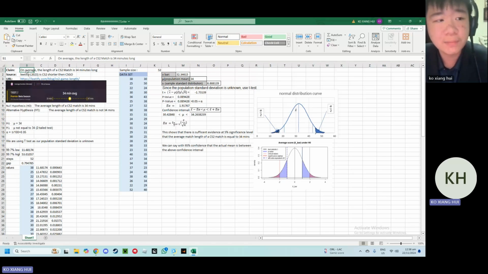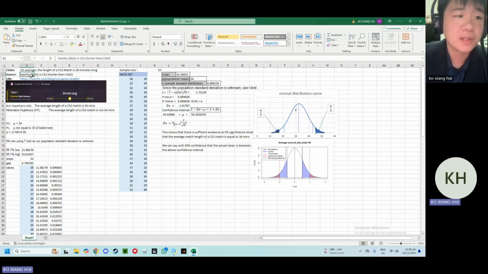Hypothesis testing. My claim here is that on average, the length of a CS2 match is 34 minutes. CS2 is a game. I'm taking it from a CS2 statistics website, which collects player data and player match length. This is my population mean for today, which is my mu.